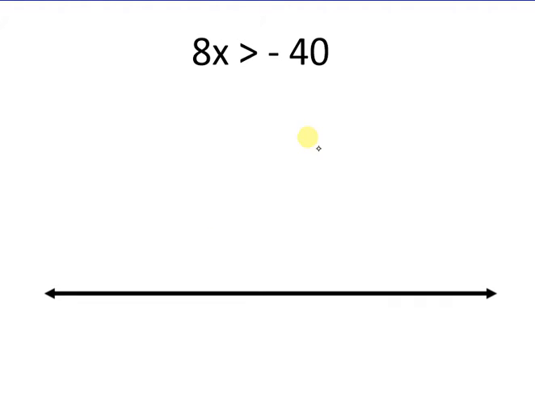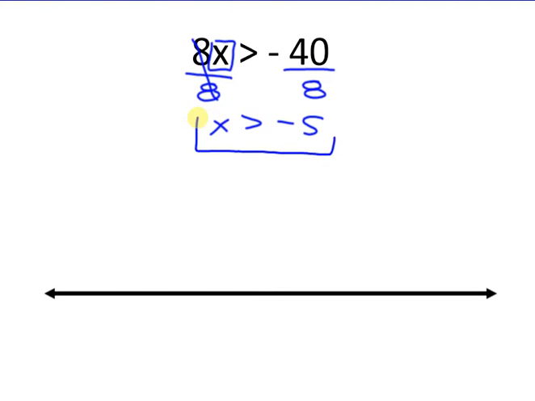Alright, next one. 8x is greater than negative 40. Box the variable. I have multiplication happening here, so I'm going to do the inverse, which is division. So I'm going to divide by 8 on both sides. These guys are going to cancel. Bring down my x. Bring down my inequality sign. Negative 40 divided by 8 is negative 5. My variable's on the left, so I'm good to go. This is my final answer. And I'm going to go ahead and graph.